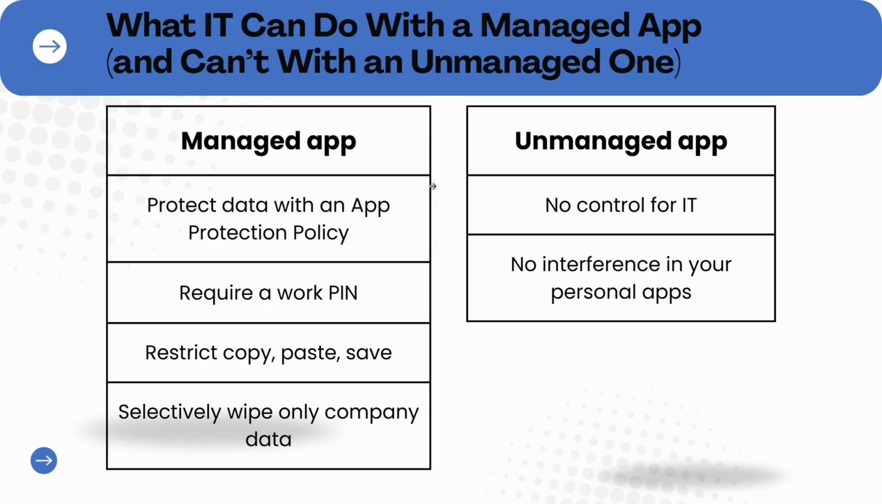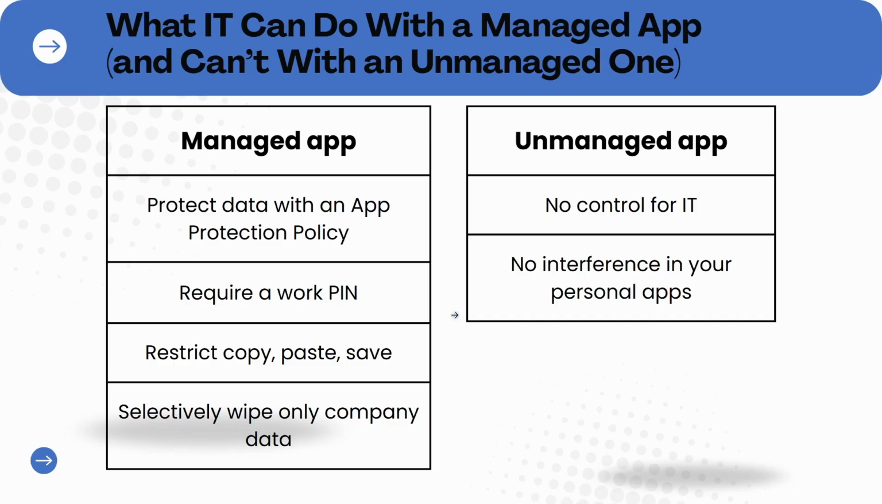There are a lot of things that they can do. Some of them are: IT can configure the application before you even open it by pre-filling a server address. It can apply an application protection policy to guard the company's data inside the application. IT can require a separate work PIN to open the application. IT can restrict copy, paste and save so that company text cannot wander off into personal applications. And IT can do a selective wipe to remove only the company data and leave your personal data completely untouched.